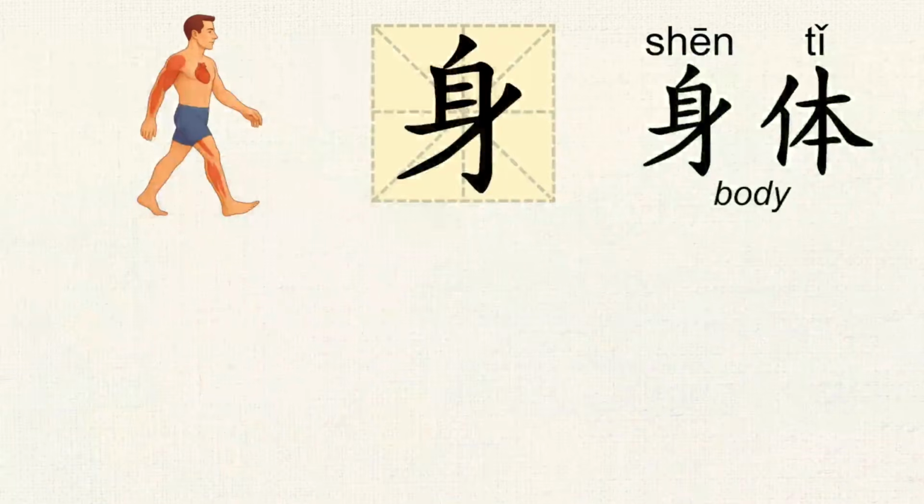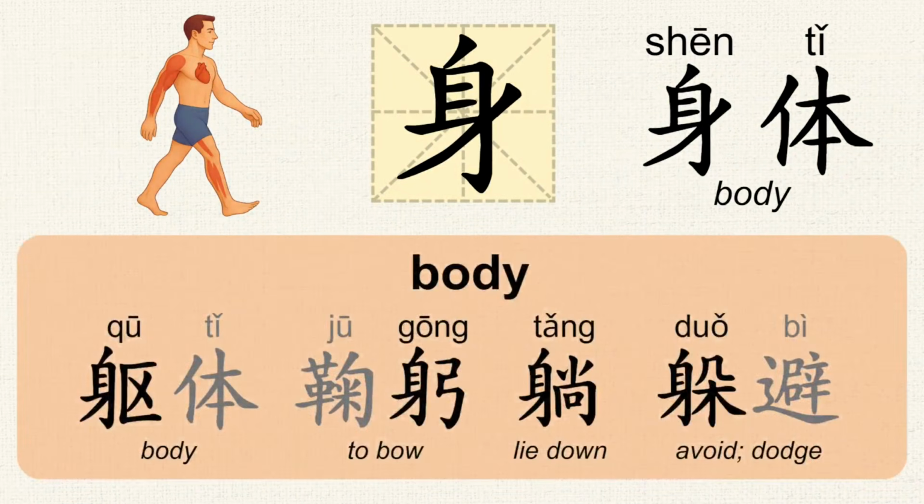The next radical, shen, means body. Shenti and qu ti both just mean body, but the latter is the more formal biological term. Some actions that take the whole body are jugong, when we take a bow as a greeting or to show respect, tang, when we lie down, and duobi, when we avoid or dodge something.